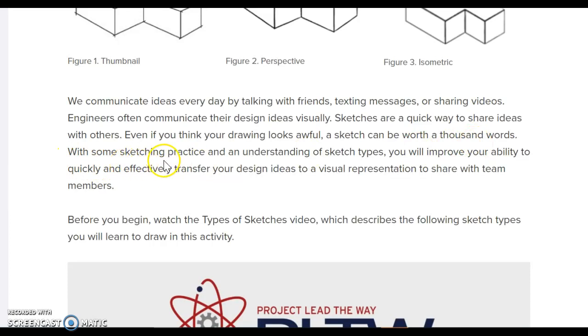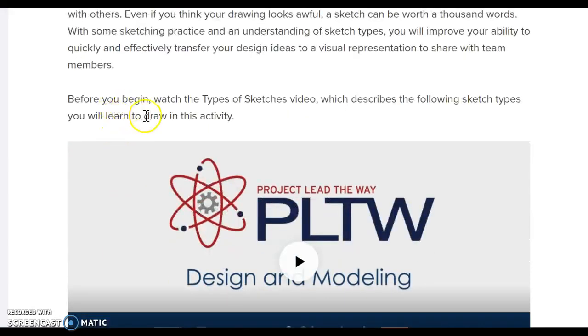With some sketching practice and an understanding of sketch types, you will improve your ability to quickly and effectively transfer your design ideas to a visual representation to share with team members. Before you begin, watch the types of sketches video, which describes the following sketch types you will learn to draw in this activity.